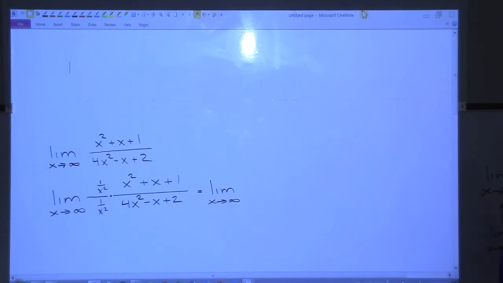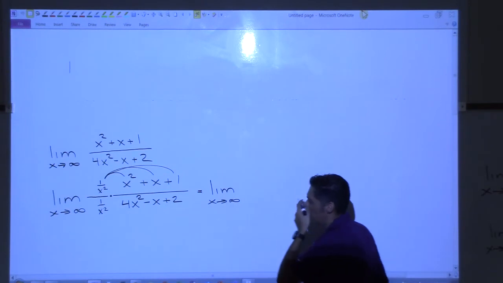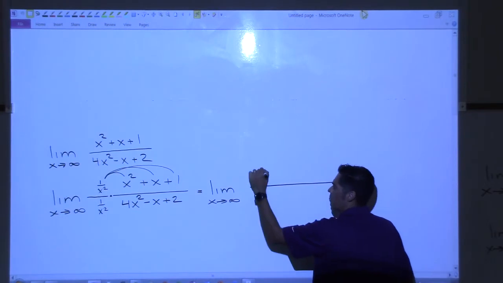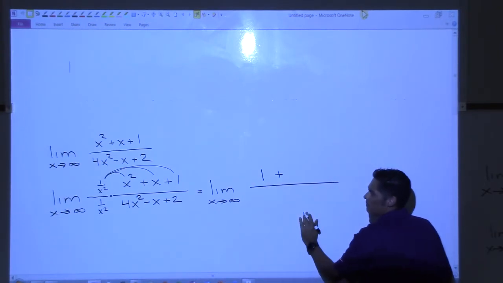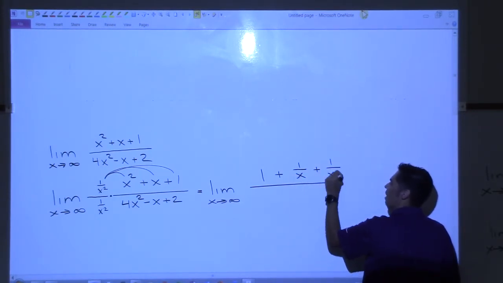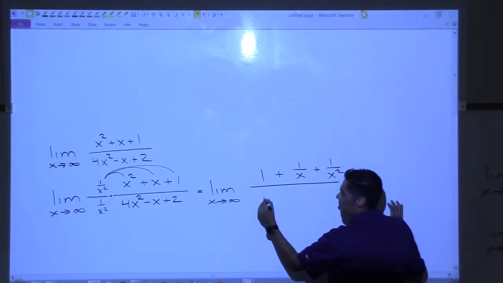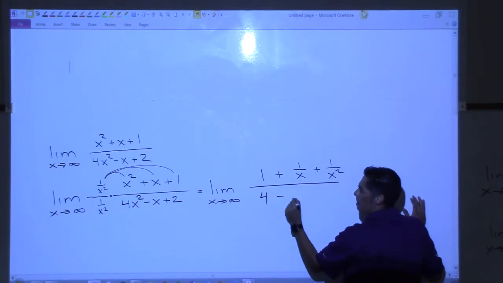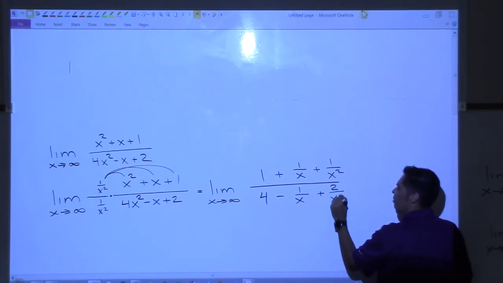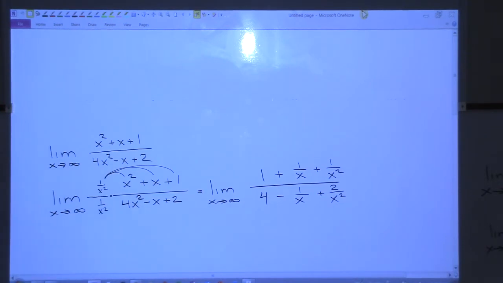Okay. I would like to know what we get if we pass this 1 over x squared through. So divide each of those by x squared, and what would we get on top? x squared over x squared, which is 1, plus 1 over x, and finally 1 over x squared, right? Okay, and then go ahead and do the bottom since you seem to have this, no problem. 4 minus 1 over x, 2 over x squared.